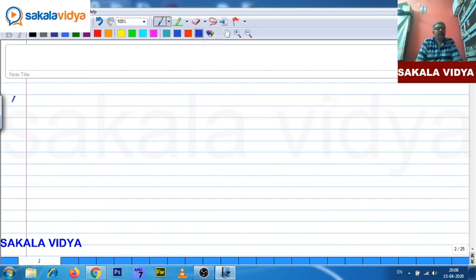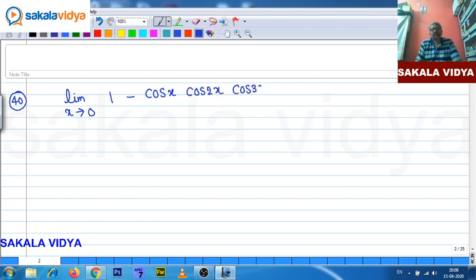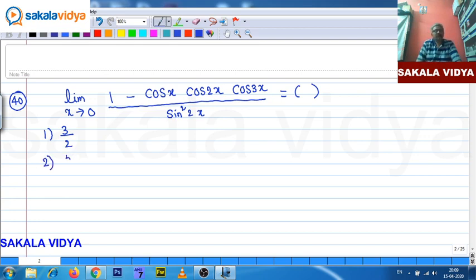Now, the question number 40. Limit x tends to 0 of 1 minus cos x, cos 2x, cos 3x upon sin square 2x equals, first option 3 by 2, second option 5 by 2, third option is 7 by 4, fourth option 9 by 2. So, this is the problem.